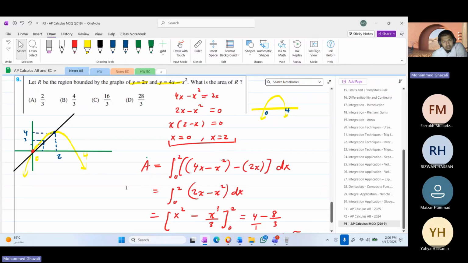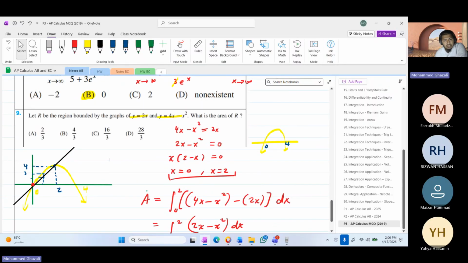4 over 3 units squared. Is the answer 4 over 3? Yes, B. Are we good? Yeah, good. Any questions, guys? Any questions? No questions, we're good. Yeah, all good.